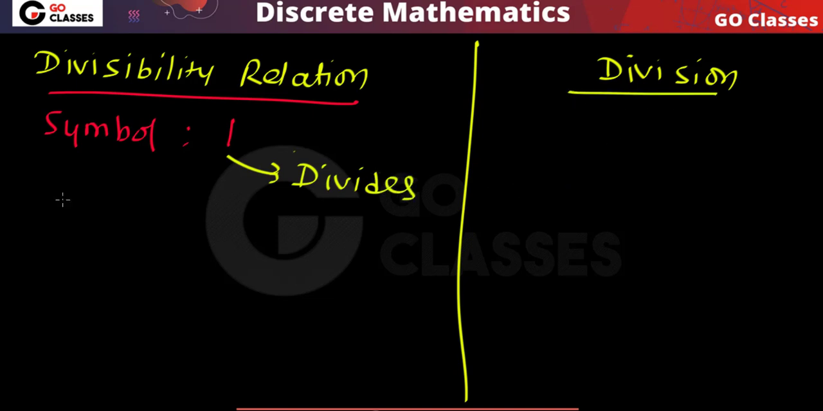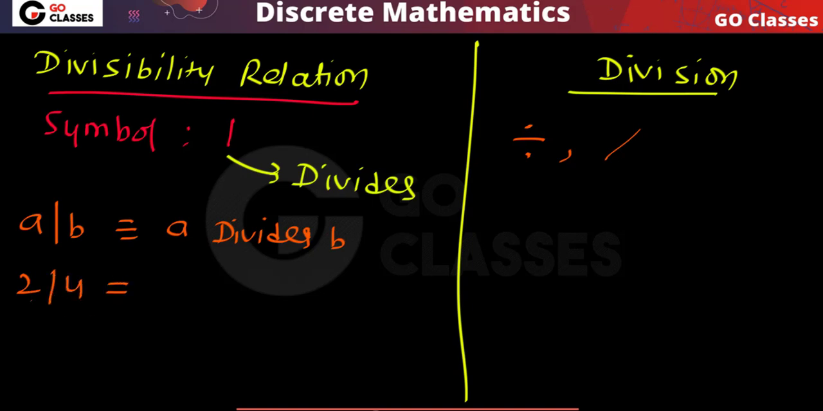In this division, the symbol is, for example, this slash is the symbol. Here you can notice, if I write it like this, it simply means A divides B. So for example, if I ask you what is this, then this is true, because 2 divides 4. But remember, this divisibility relation will give you true or false.